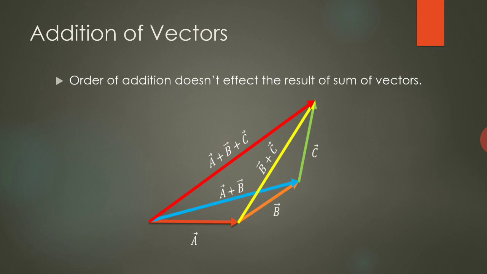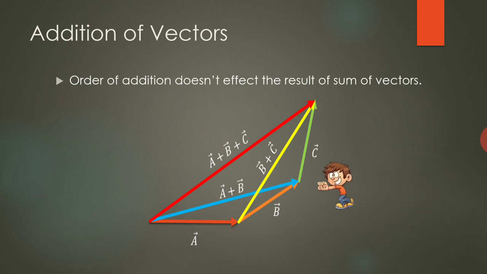Now coming to the addition of more than two vectors. As we already know, the sum of the vectors does not get affected by the order of addition. So here I am going to add three vectors A, B and C. To get the result, I may first add A and B to get A plus B, and then add C to get A plus B plus C. Another possibility is I may add B and C to get B plus C, and then add A to get A plus B plus C.